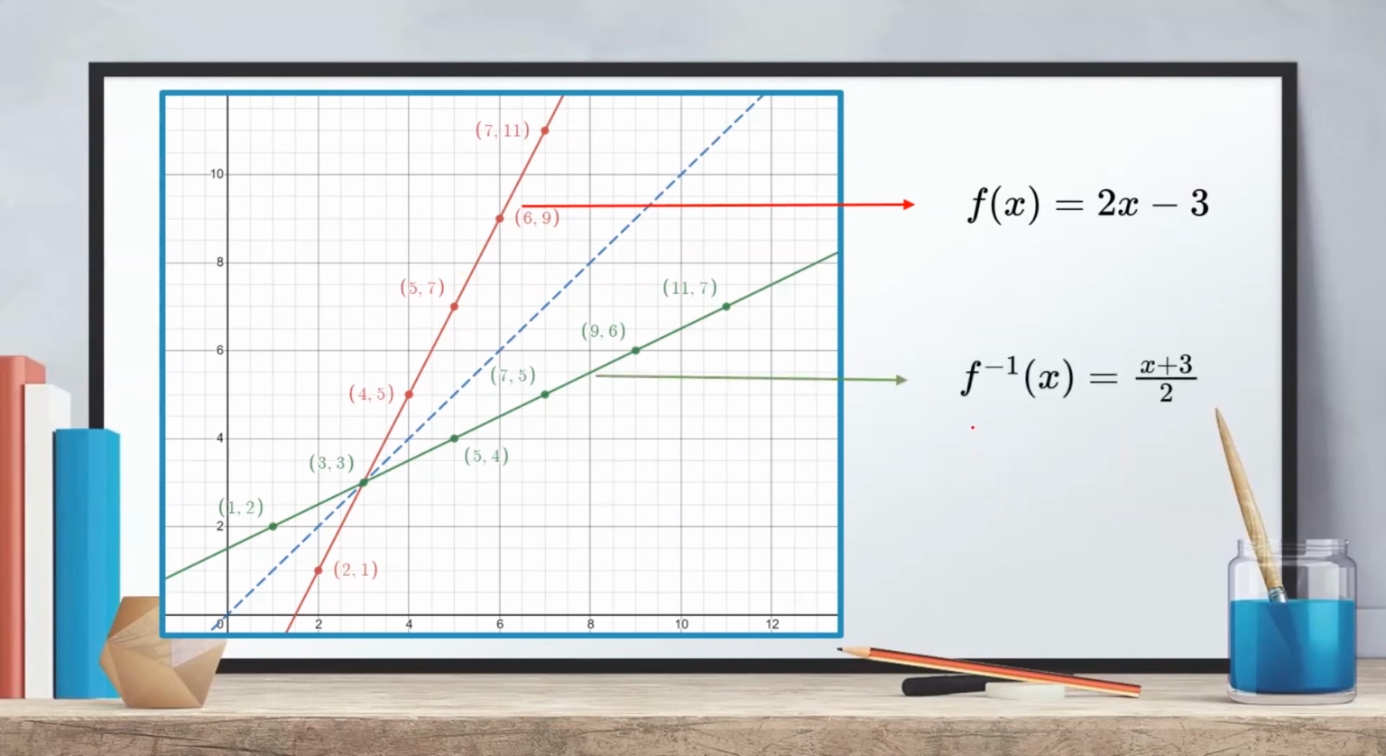This is the graph of the inverse of f of x, which is equal to x plus 3 all over 2, with coordinates (1, 2), (3, 3), (5, 4), (7, 5), (9, 6), and (11, 7). Notice that the two graphs are mirror images of each other with respect to the line y equals x.